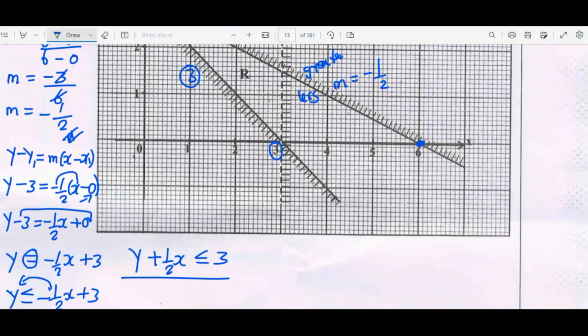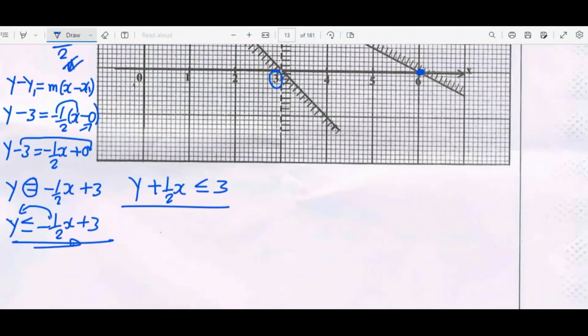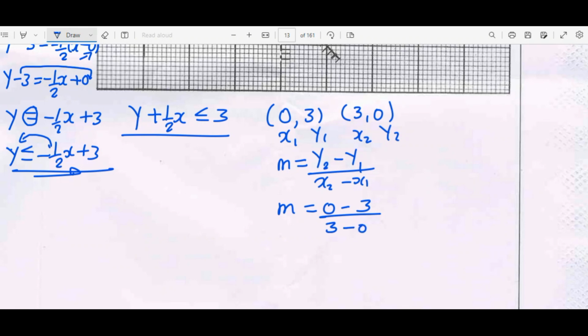Now after this one is done, we move on to the third one. The first pair of coordinates is shared. It's 0, 3. The second one will be gotten from this point, so it's 3, 0. So x1, x2, y1, y2. Remember the formula for gradient: y2 subtracted by y1 over x2 minus x1. So y2 is 0 minus 3, over x2, 3 minus 0. On top we have negative 3 over positive 3, and this gives us negative 1 as our gradient. Then the equation of the straight line is given by this formula.